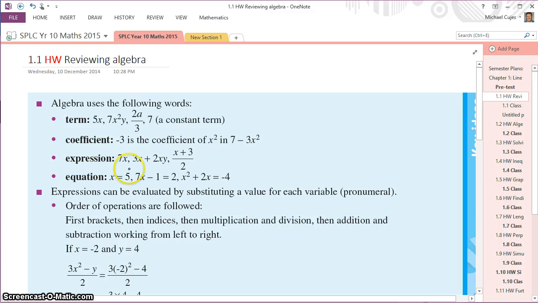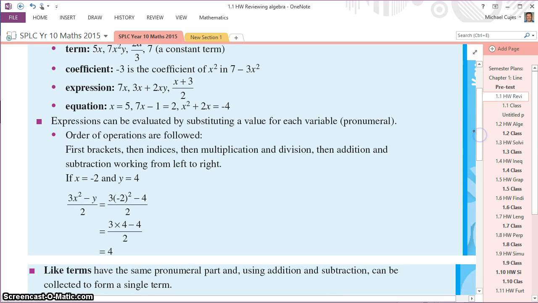An expression is just a collection of algebraic symbols. It could be just a term on its own, or they could be added together, as you can see in that one there. This one here is a quotient, x plus 3 divided by 2, same thing. An equation, two equivalent expressions. X equals 5, that's an equation. X squared plus 2x equals -4, another equation. Obviously the key feature of an equation, the equal sign, makes it pretty easy.